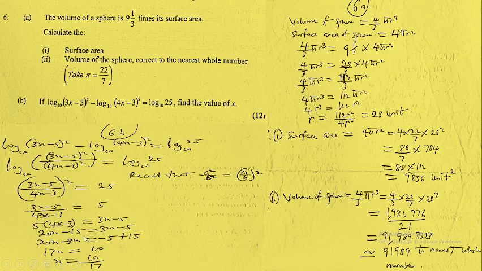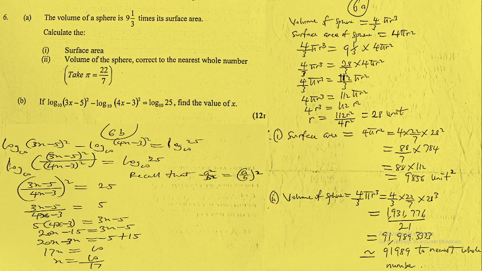Collect like terms: 20x, then this 3x will come here as minus 3x, equals to minus 5, then minus 15 will come here and give us plus 15. So 20x - 3x will give us 17x equals 10. Then we divide both sides by 17 to get our x. So x will be 10 over 17. So the value of our x here is 10 over 17. That is the solution to question number 6 of NECO 2020 general mathematics, the theory part.